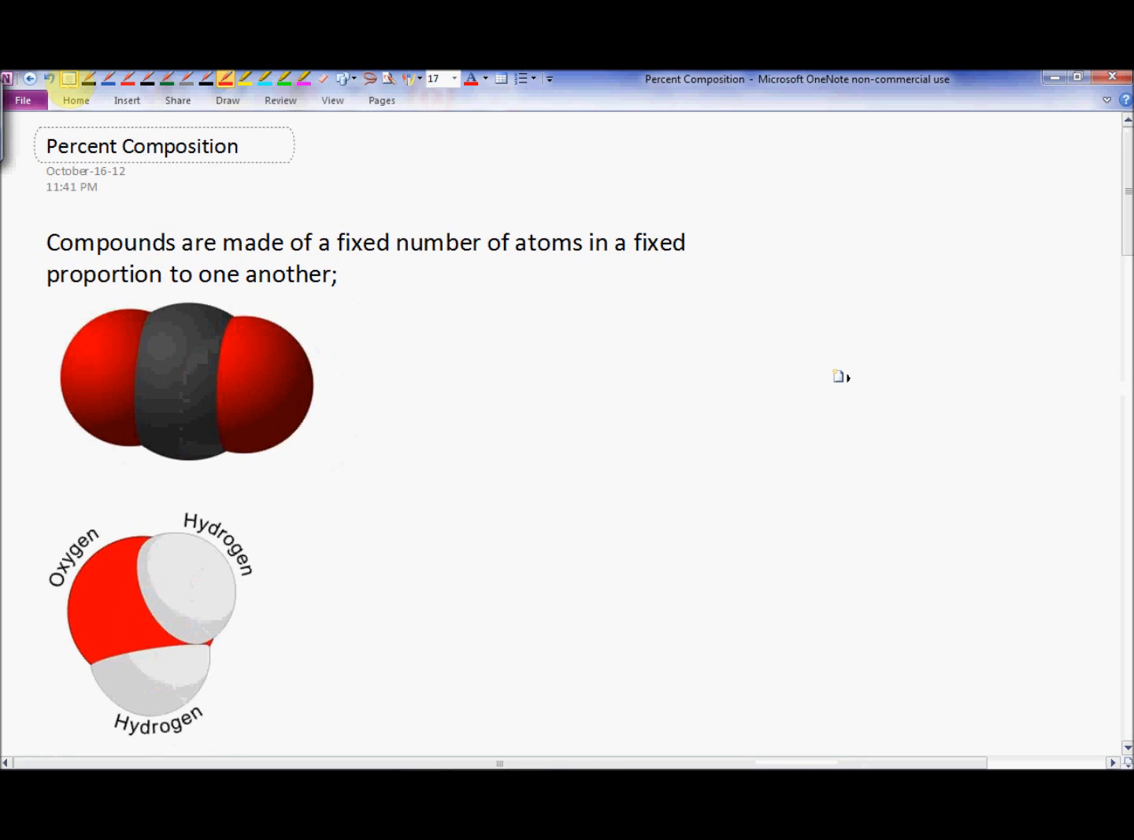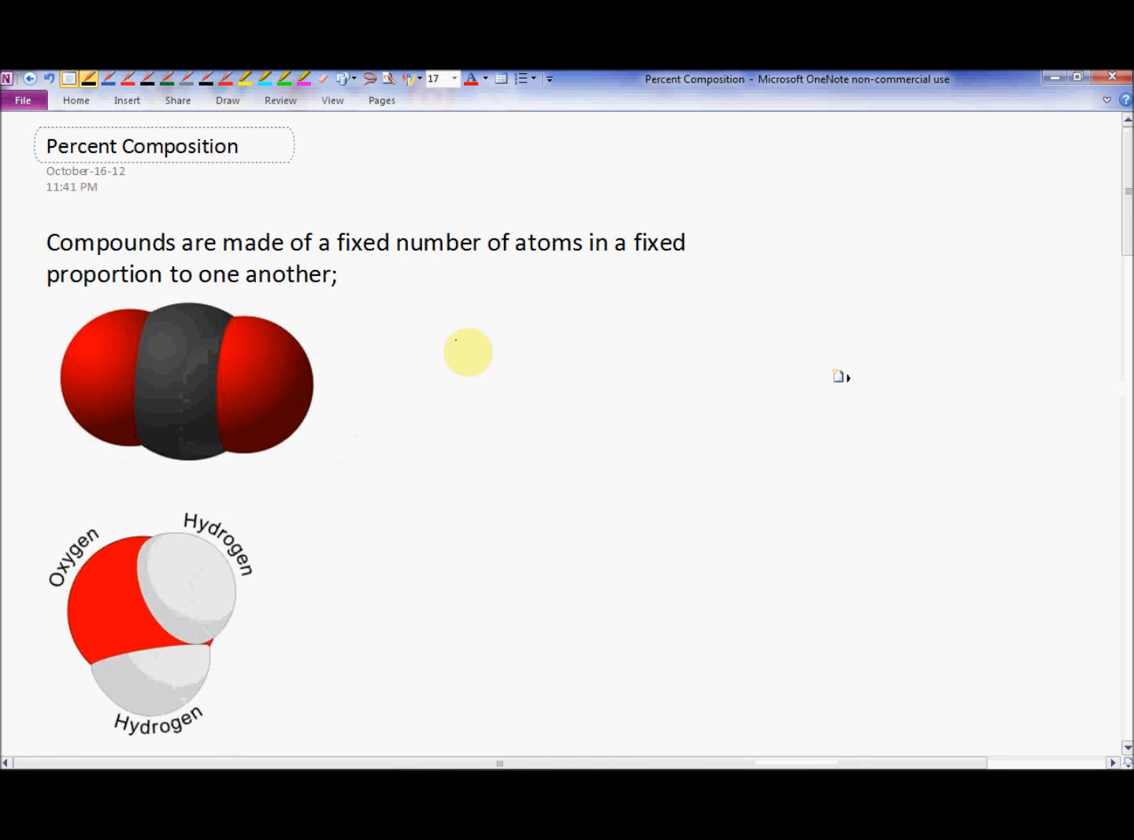It's Mr. Miller here again with another lesson from our unit on quantities in chemical reactions. So we're going to have a conversation about percent composition. As you know, we've been talking about compounds, we've been talking about matter, we've been talking about a lot of things, and compounds are made of a fixed number of atoms in a fixed proportion to one another.